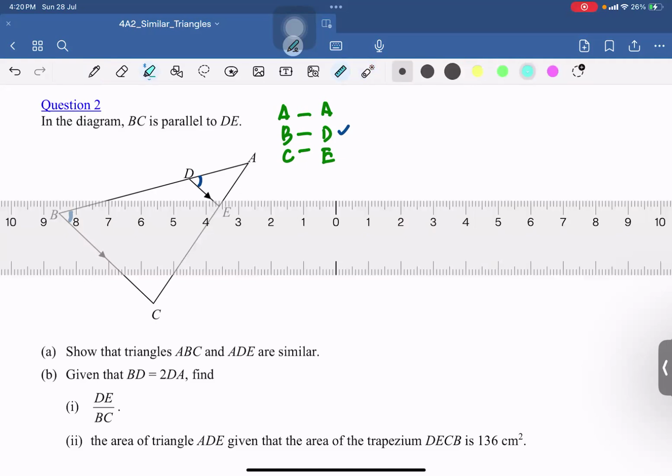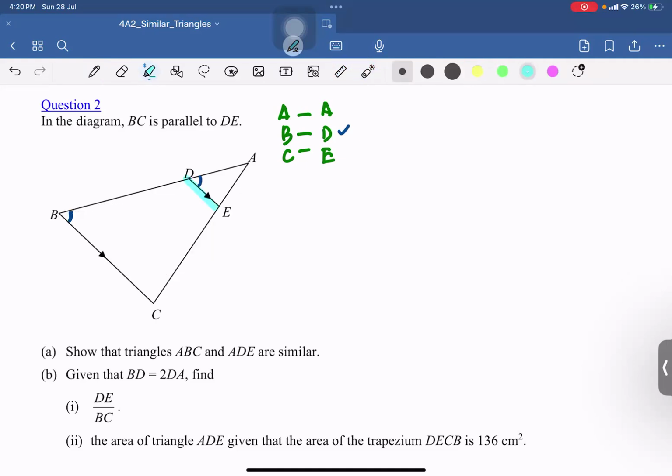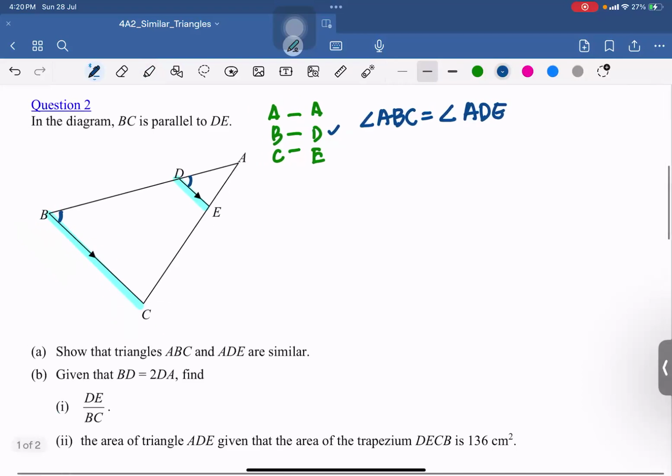We have a pair of parallel lines over here. This pair is parallel, so we have corresponding angles on parallel lines. We need to write it down. The first angle, angle ABC, equals angle ADE, by the reason corresponding angles on parallel lines. So we need to write the reasons.